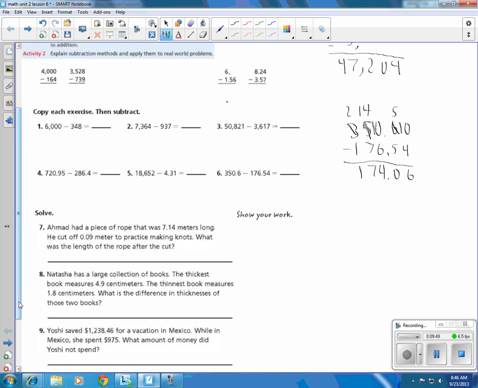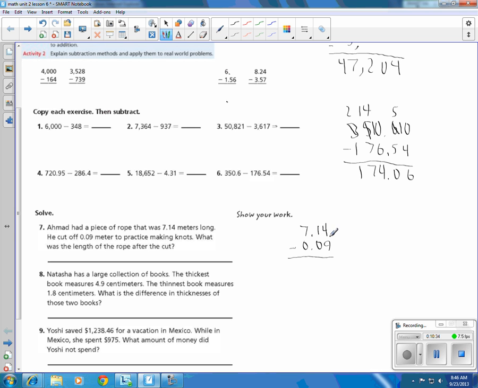So, number 7. Ahmed had a piece of rope that was 7 and 14/100 meters long. He cut off 9/100 meter to practice making knots. What was the length of the rope after the cut? So if he removed a portion, that lets us know that we're going to need to do subtraction in order to get our answer. So we'll start with what he had to begin with, 7 and 14/100 meters, and he removed 9/100 meters.